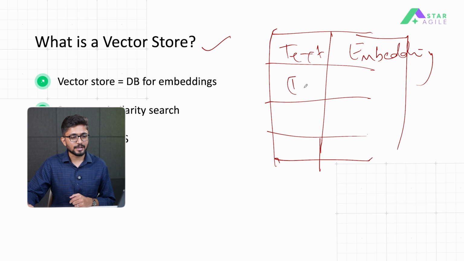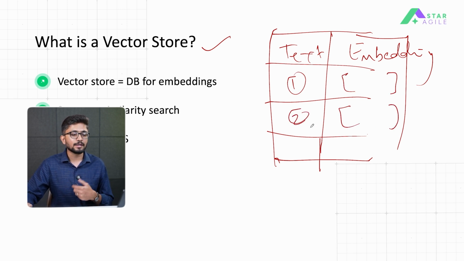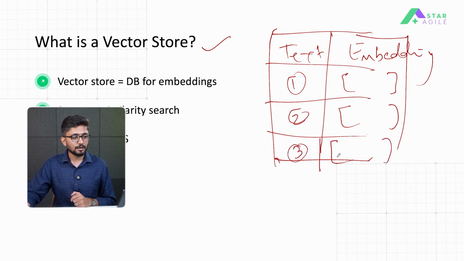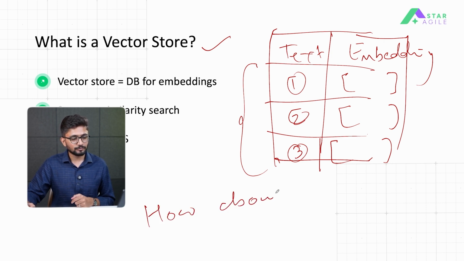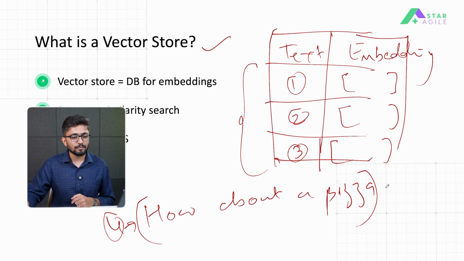So we had the first text about love for pizza and its embedding, the second text about wanting to eat a pizza and its embedding, and the third sentence about I want to learn machine learning and its corresponding embedding. Once you have stored all these embeddings inside a vector store, let's say another person comes up and wants to retrieve all the similar pieces of text for a certain query. Let's say they have a new sentence: how about a pizza? They want to retrieve all the text that is similar to this sentence from your vector store.